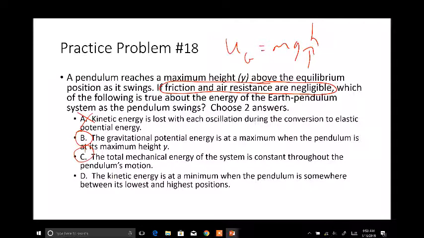Finally, D: the kinetic energy is at a minimum when the pendulum is somewhere between its lowest and highest positions. Well, the kinetic energy is at a minimum at the highest position. It's at a maximum at the lowest position. So answer D is not correct. So for practice problem 18, we're looking at choices B and C as our correct answers.